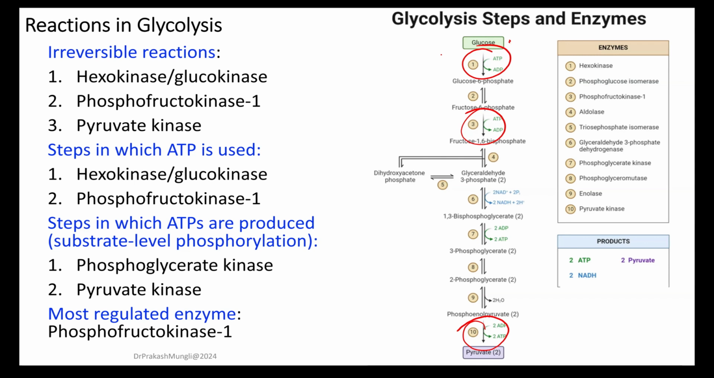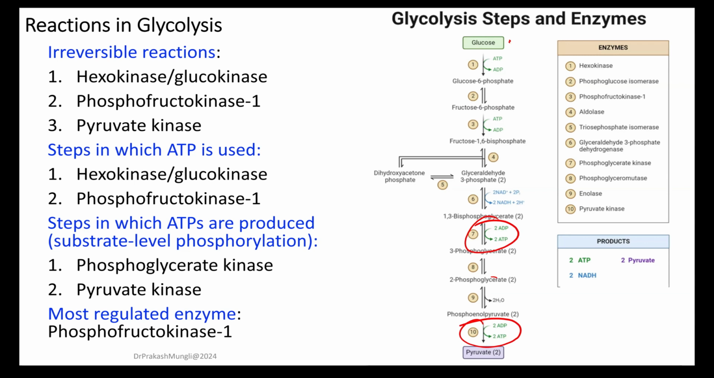Okay, next. Steps where ATPs are used, which I have already mentioned to you. The second point, as you see, the first and the third reaction are where ATPs are being used. Those are the two enzymes. And then steps where ATPs are produced. These are the two reactions where ATPs are produced. I have written the names of the enzymes, which we are going to go through individually: phosphoglycerate kinase and pyruvate kinase. We are going to go through these reactions. It refers to substrate level phosphorylation.